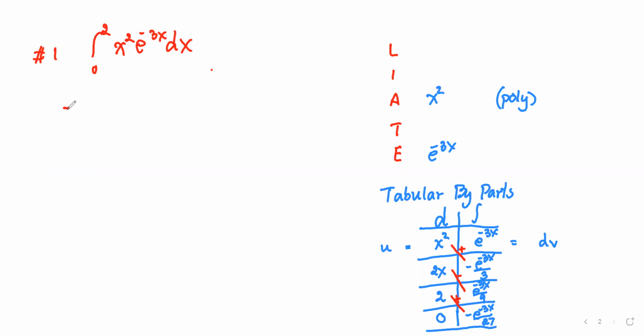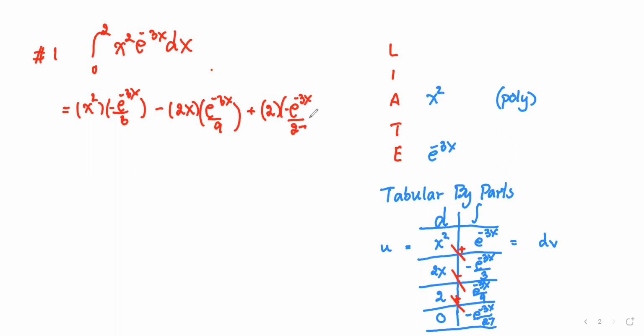And how do you put them together? By using the tabular bypass. The first product is x squared multiplied by negative e to the negative 3x over 3. And the second one, put a negative sign in the front of the product of the 2x and e to the negative 3x over 9. The next product, put a plus sign in the front, the product of the 2 and negative e to the negative 3x over 27. And this is a definite integral. You're going to put the bar in the back, representing x equals 0 as the lower limit, x equals 2 as the upper limit. You are done in one line.